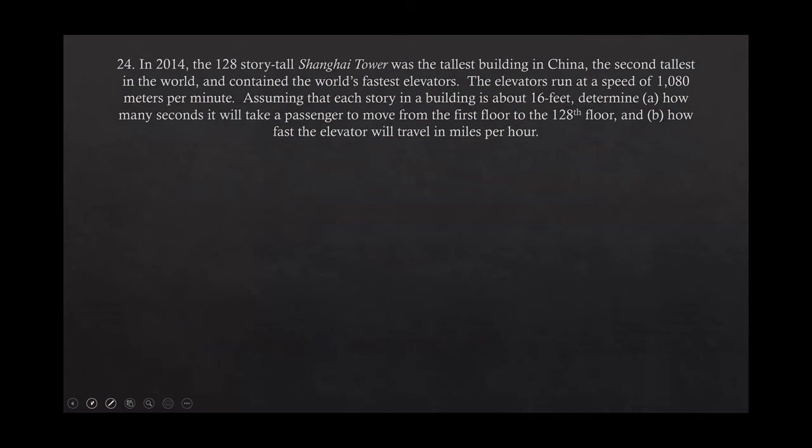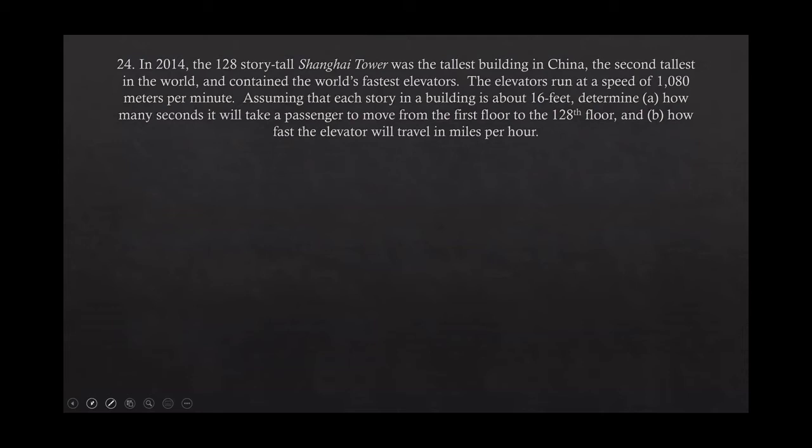All right, moving on to some of these other problems. Question 24 here says in 2014, the 128-story tall Shanghai Tower was the tallest building in China. I don't know if it still is or not. And the second tallest in the world, containing the world's fastest elevators. Again, I don't know if that's still true. Maybe there are faster ones now someplace else.